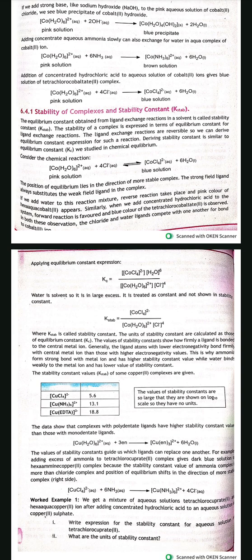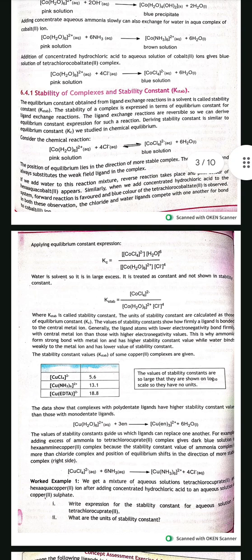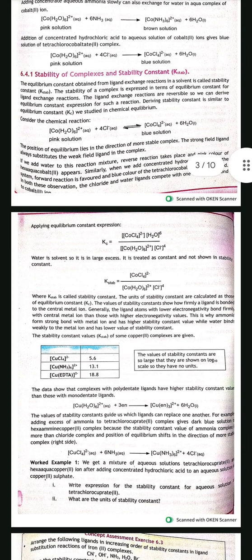The pink solution of cobalt is replaced by 6 ammonia ligands to give the Co(NH3)6 2+ complex, a brown solution. Similarly, for the pink solution of cobalt, the tetrachlorocobaltate 2 complex is formed, which is a blue solution.